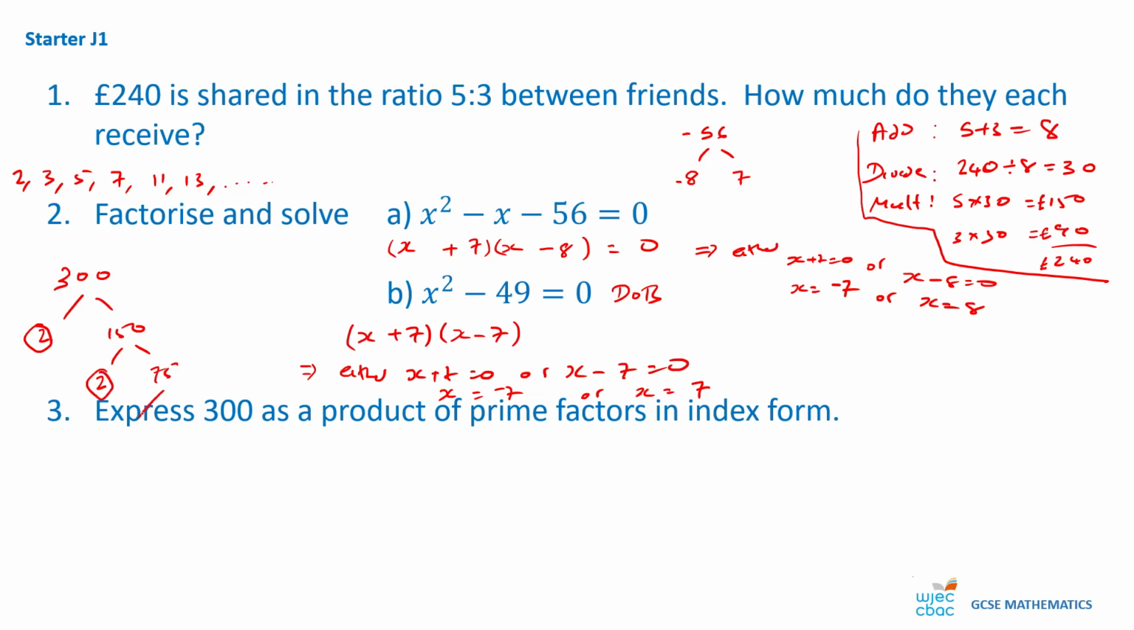Now 2 doesn't go into 75, so we try 3. If I add 7 and 5, I get 12. 3 goes into 12, so 3 definitely goes into 75. And that's going to be 25 times. And 25 is 5 times 5. So those are our prime numbers. So 300 is equal to 2 squared, 2 of them, times 3 times 5 squared.